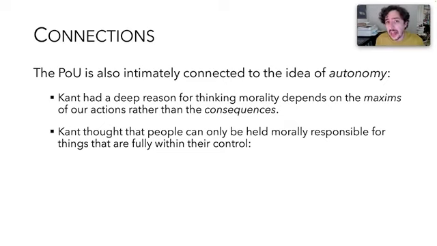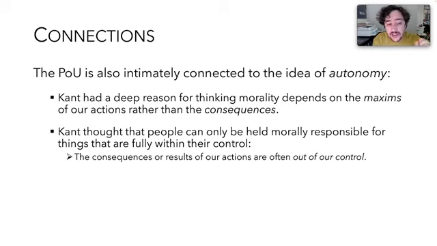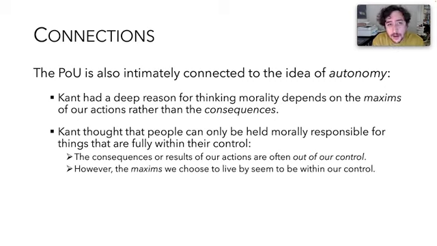Morality doesn't apply, according to Kant, to things that are just out of your control. And he thought the consequences or results of our actions are often out of our control. We don't get to decide or choose what the results of our actions will be. But he thought we did have the power to choose what maxims we live by. So we can choose what we aim for and how we aim for it.